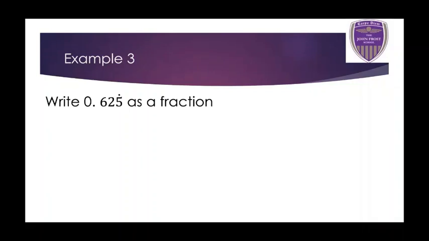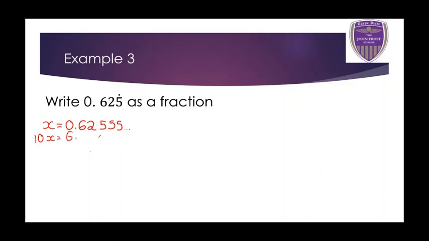So here we've got 0.625 as a fraction. Okay, so the 0.62 doesn't repeat, but the 5 does repeat. Okay, so let's write this out. So x is equal to 0.62, which doesn't repeat, and then it's 5, 5, 5 repeating. Okay, so let's try 10x.